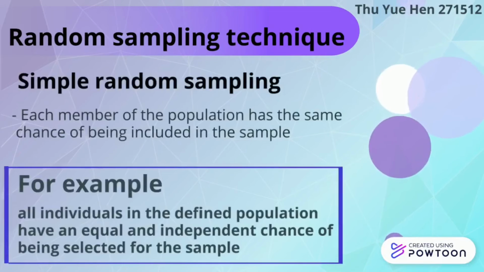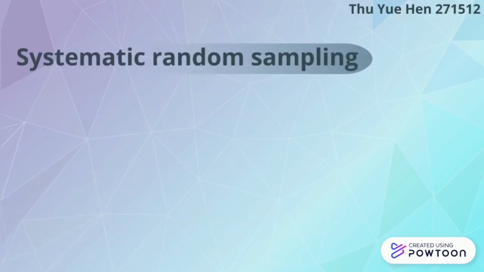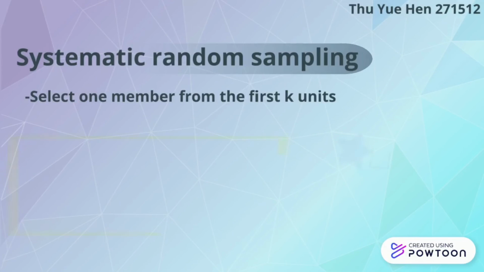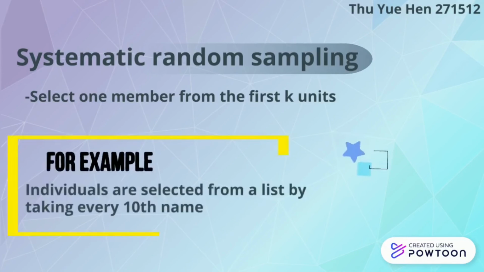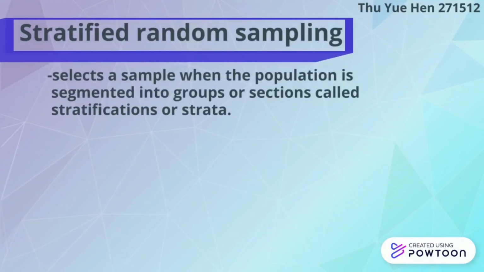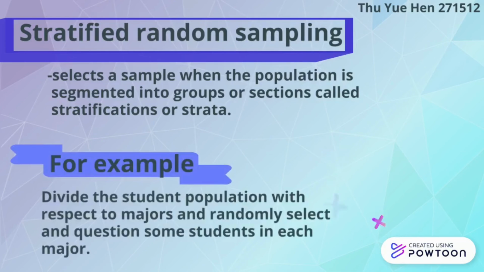Each member of the population has the same chance of being included in the sample. For example, all individuals in the defined population have an equal and independent chance of being selected for the sample. Second is systematic random sampling, which selects one member from the first K units. For example, individuals are selected from a list by taking every 10th name. Third is stratified random sampling, which selects a sample when the population is segmented into groups or sections called strata. For example, divide the student population with respect to majors and randomly select and question some students in each major.